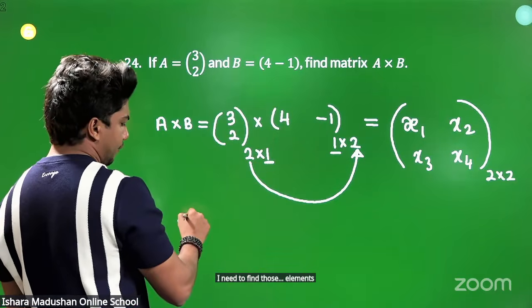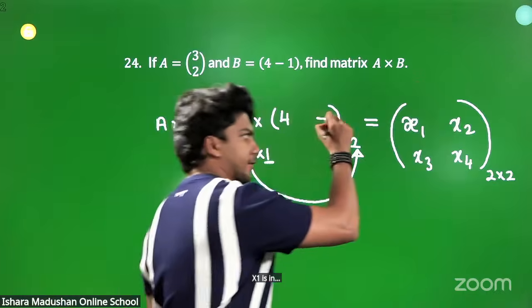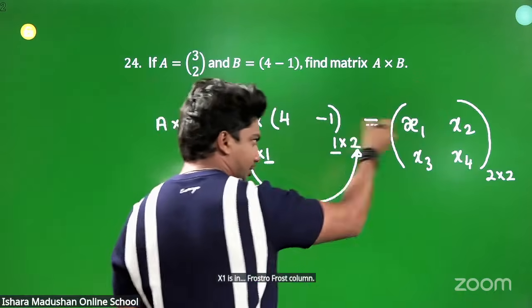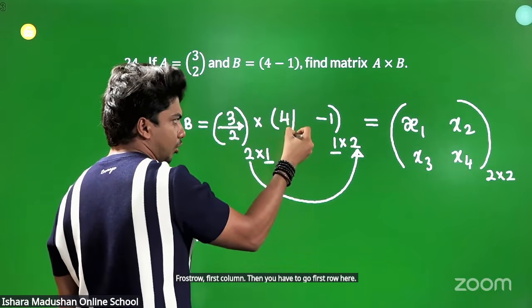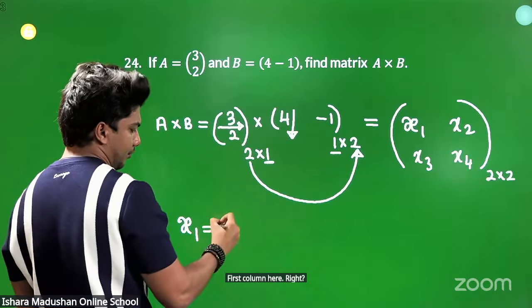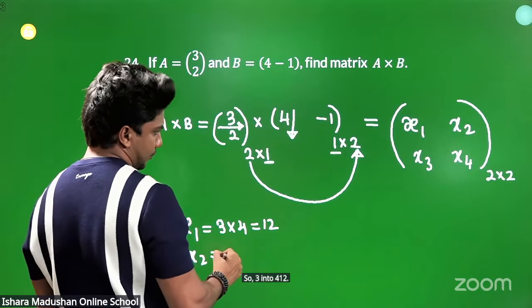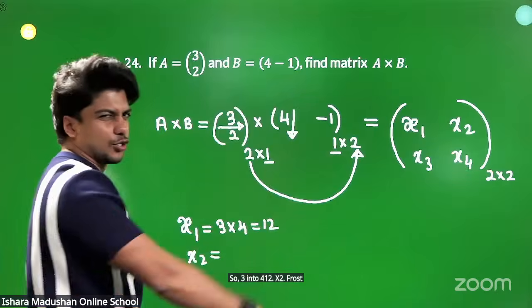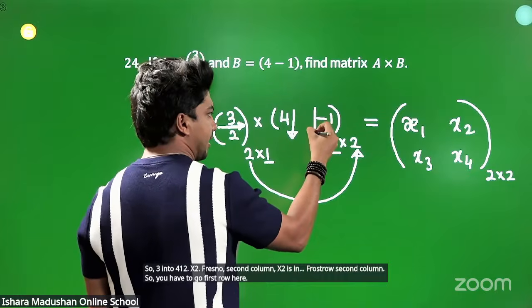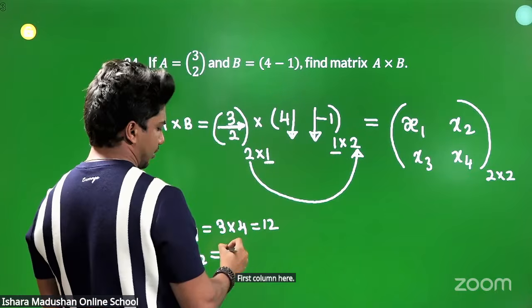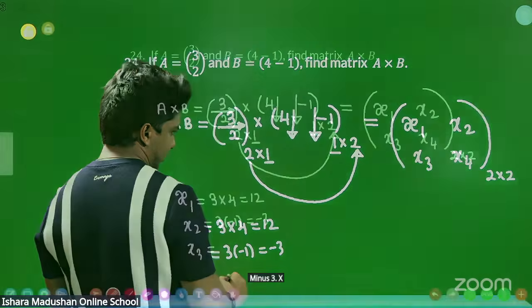I need to find those elements. Okay, we shall find x1 first. x1 is in the first row, first column. Then you have to go first row here, first column here. 3 into 4, 12. x2, first row, second column. So you go first row here, second column here. 3 into minus 1, minus 3.